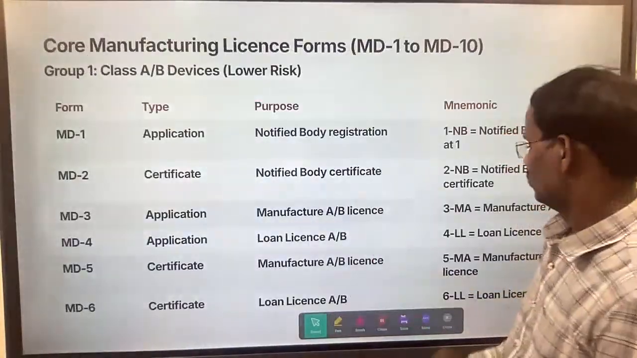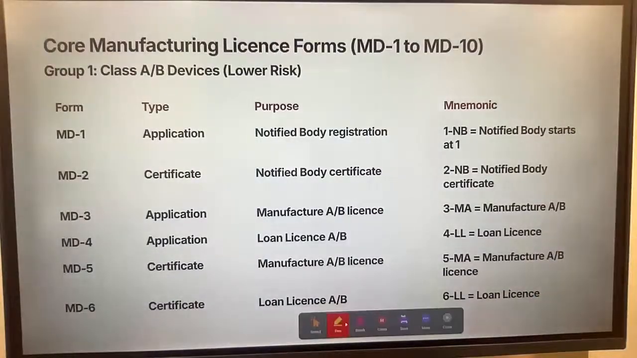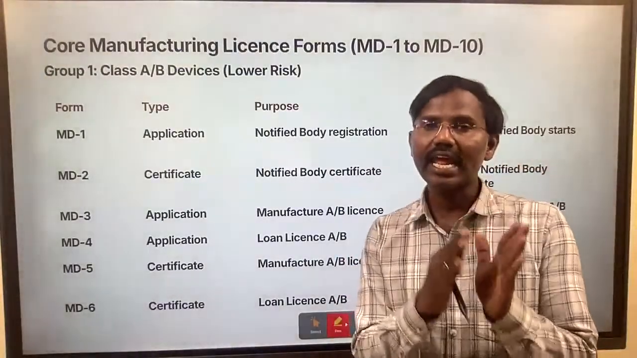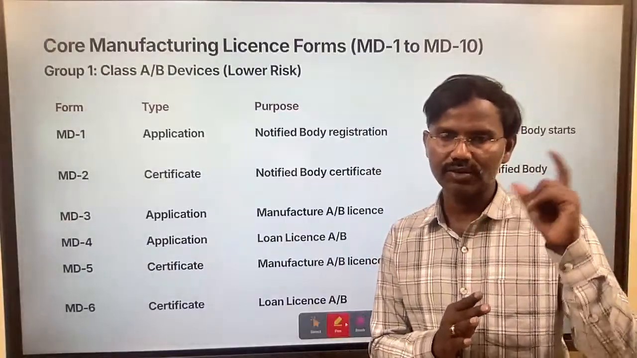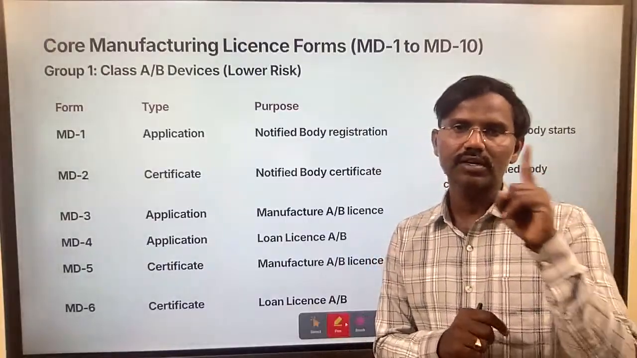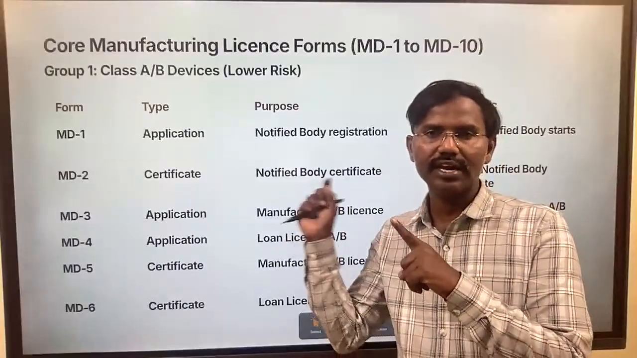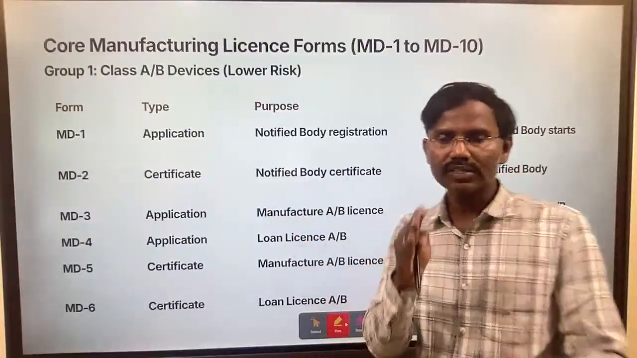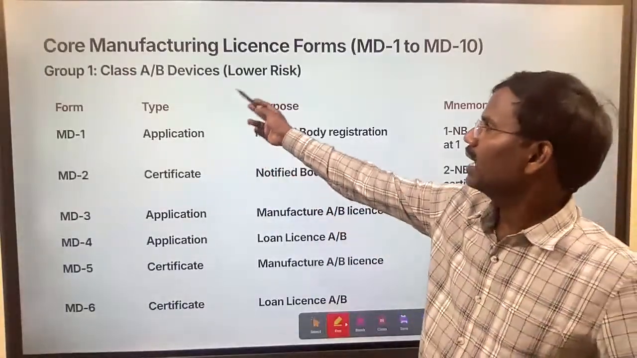Okay, so now first, core manufacturing. In this core manufacturing, first we are talking about A and B, low risk. A is for almost safe, B for basic risk, C for critical, D for danger. The first six forms talk about this particular A and B.